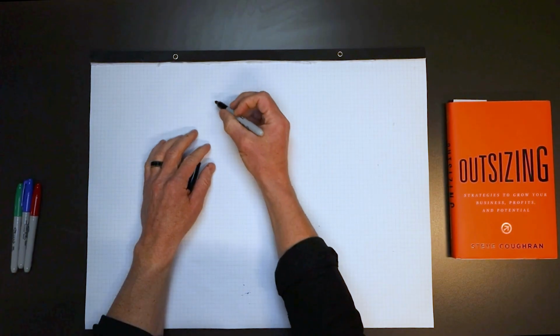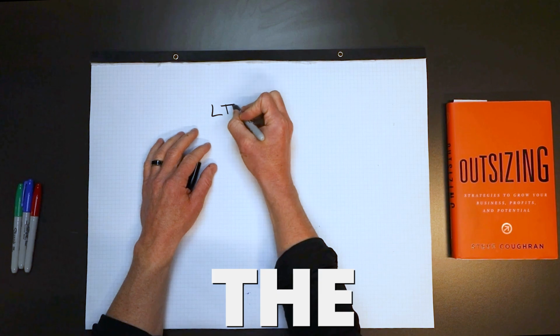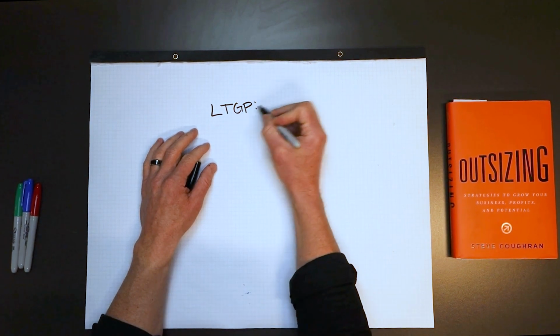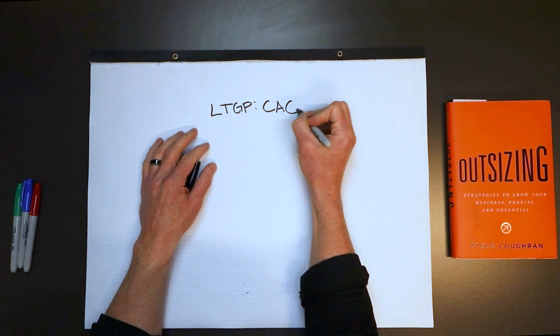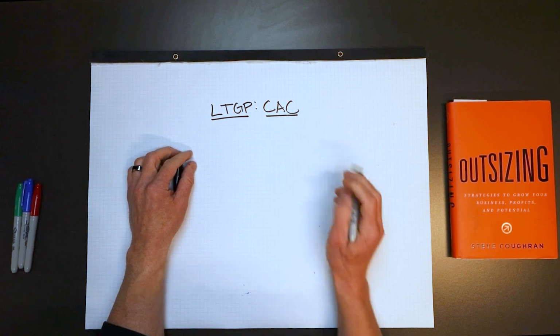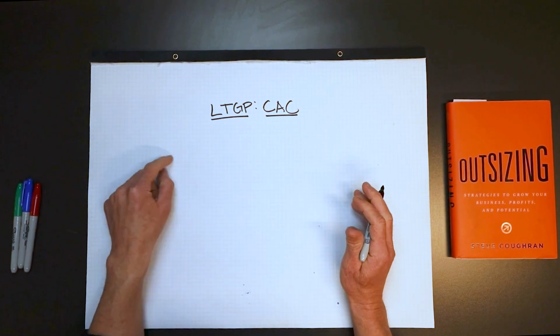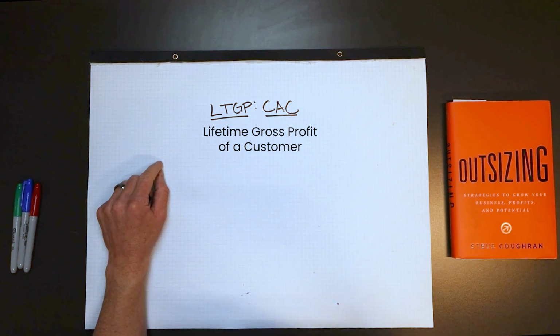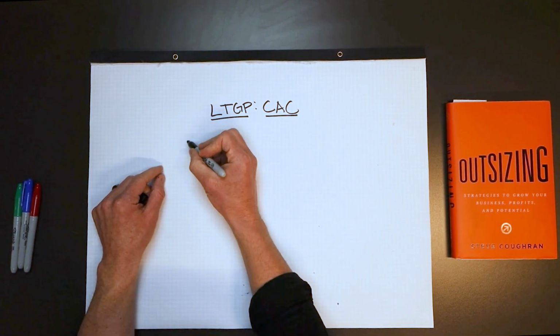When it comes to sales and marketing, this is the ratio of all ratios. It's LTGP to CAC. Say, what? What is LTGP? Well, I'm going to explain. Let's start with this side of the equation, then I'll break down CAC. All right, LTGP stands for lifetime gross profit of a customer. Here's how to find it.